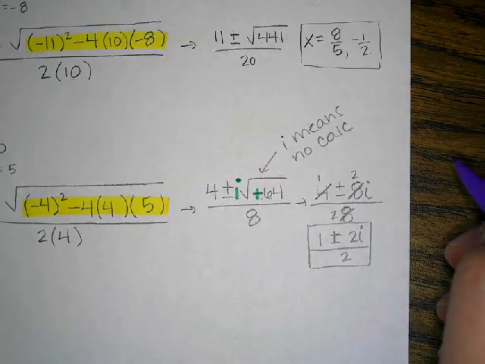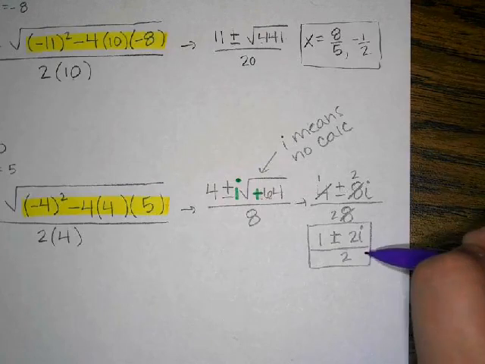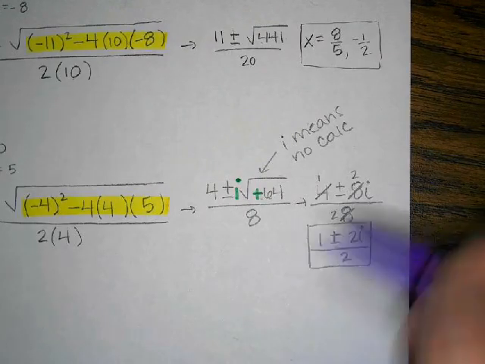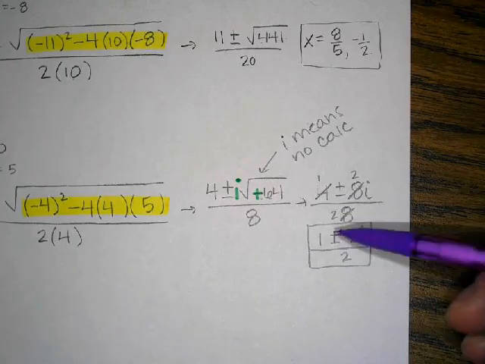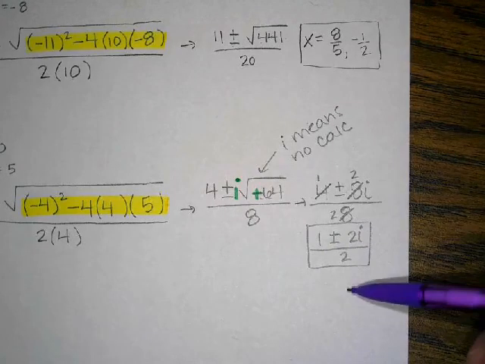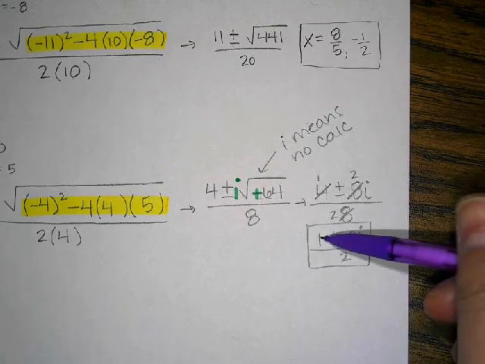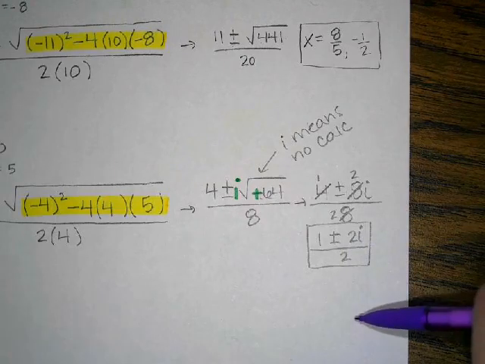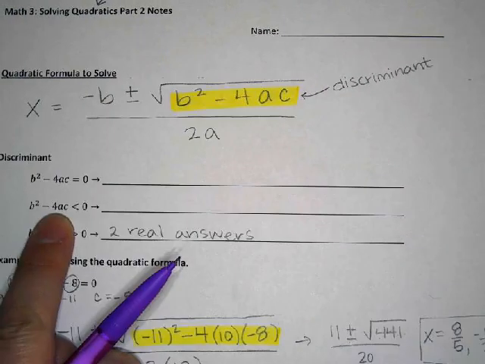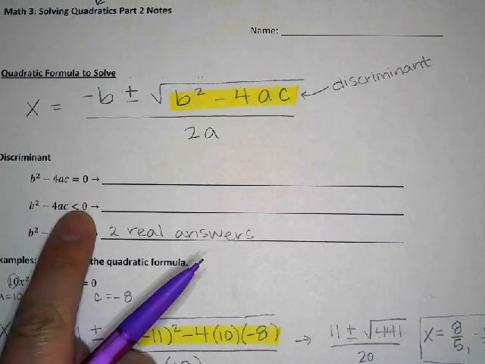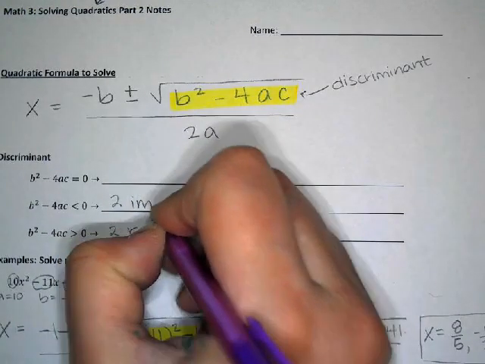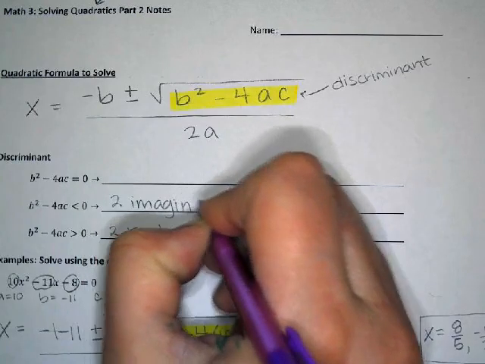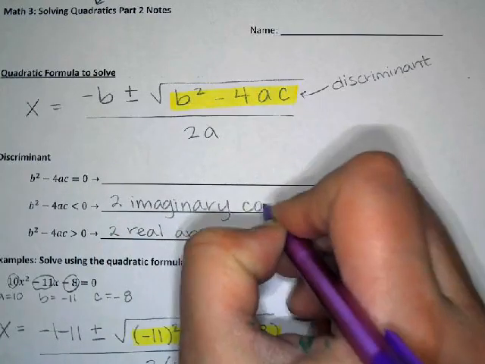Now this means we got 2 answers, because the plus is one answer, the minus is another answer. One of the answers was 1 plus 2i divided by 2. The other answer was 1 minus 2i divided by 2. There's 2 answers there. So we're going to go back up to this part of our notes. If the discriminant is less than 0, that means it's negative. If the discriminant is negative, we get 2 answers, but they're imaginary. 2 imaginary, which means they're complex. 2 imaginary complex answers.